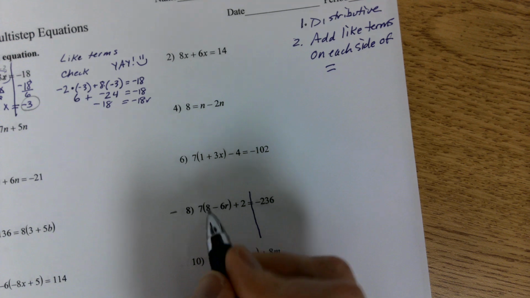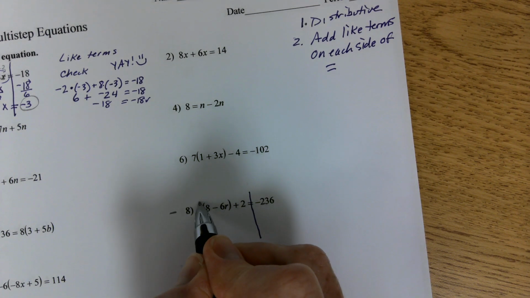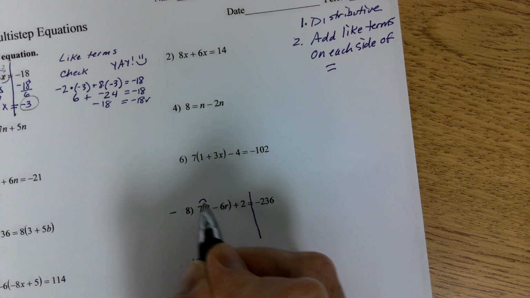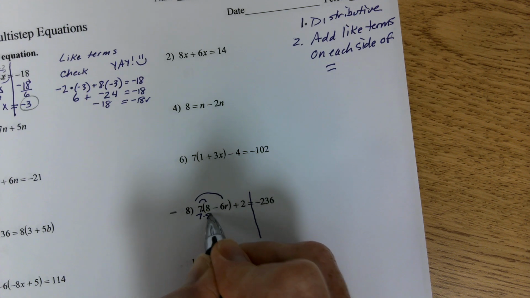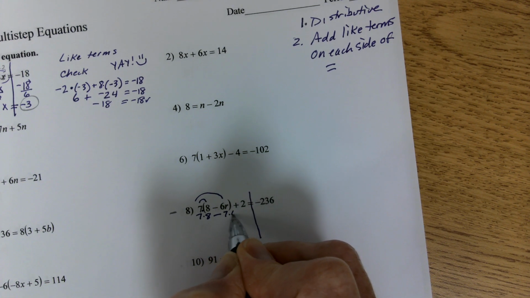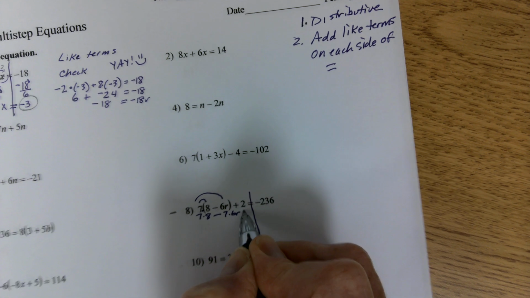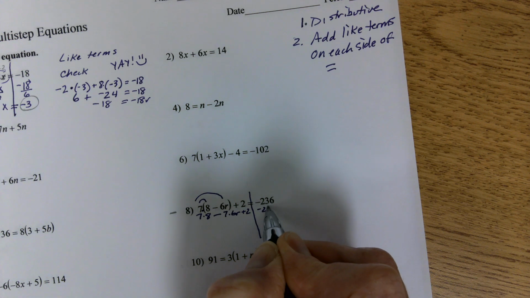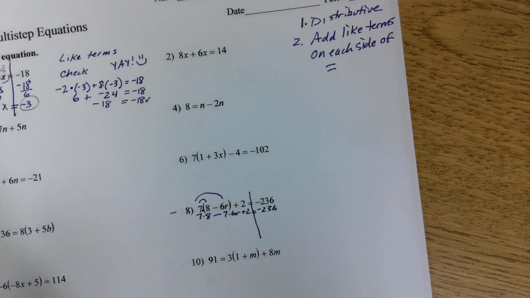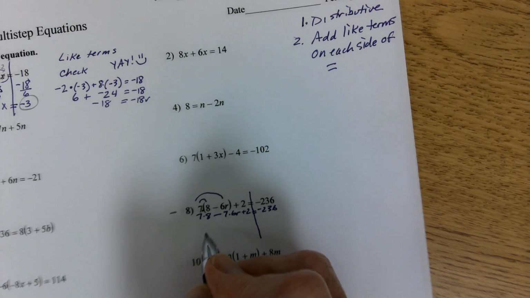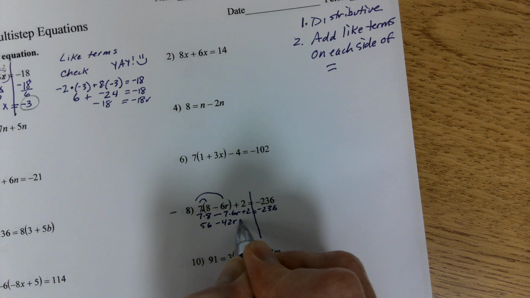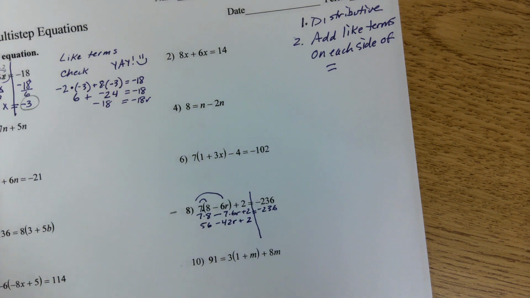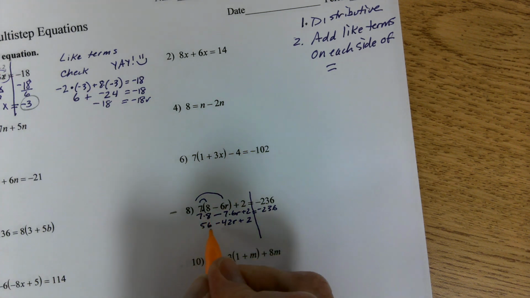Okay, so let's do this. Remember, this means multiply. 7 times 8, subtract 7 times 6r. I'm going to write it all out. 7 times 8, subtract 7 times 6r. Then we just write this add 2, and then the negative 236. I'm just bringing it down. I'm going to rewrite that. 7 times 8, what is that, 56? Minus 42r plus 2.